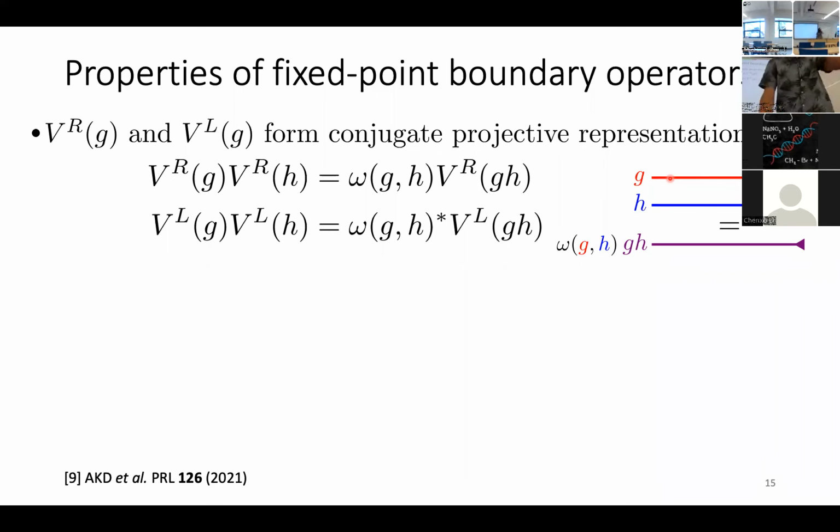Question. Is there also a relation between V R and V L? Say V L times V L is U or something. Yes. Yeah. That will be coming up here.